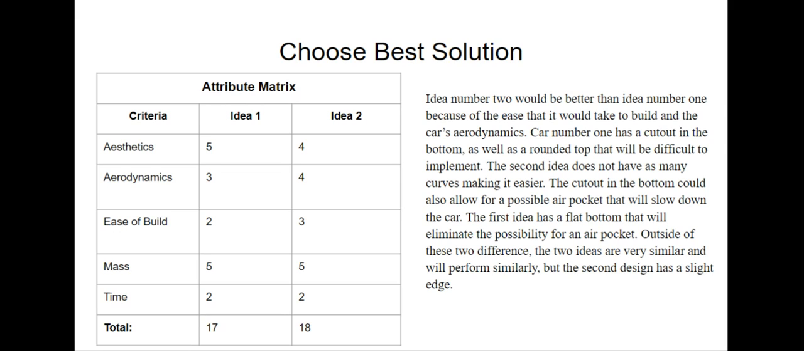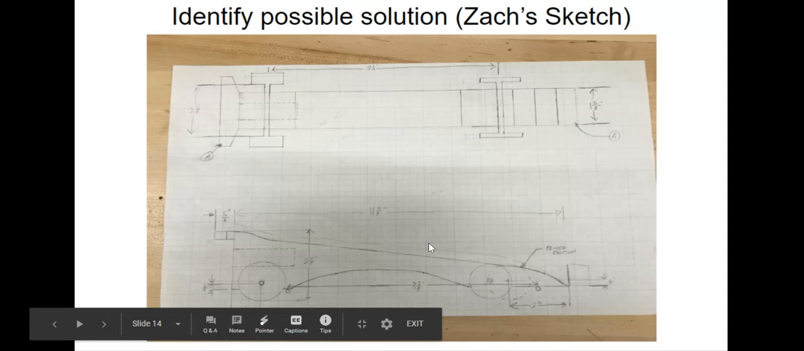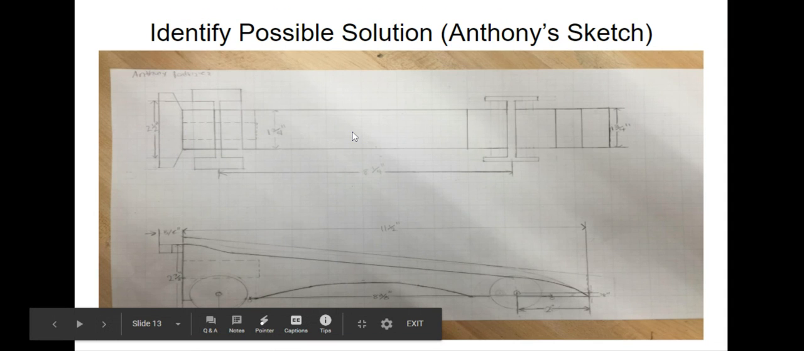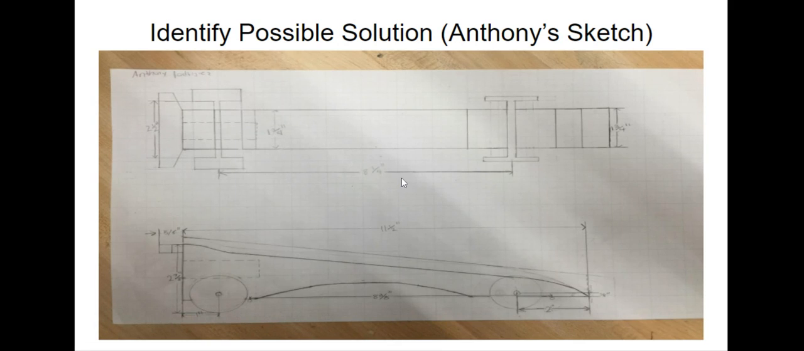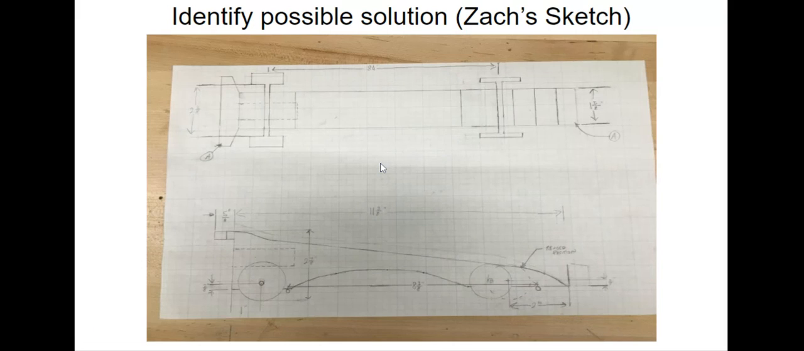In this video, I'm going to show you how to choose the best solution using an attribute matrix. Basically, after you have come up with two different presentation sketches, you're going to need to pick the optimal design, the one that is most likely to succeed, the one that is likely to meet the design brief the best. If you remember our design brief for this, it is to make the fastest CO2 car.